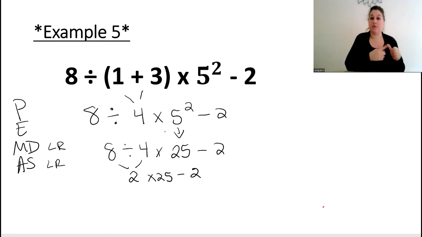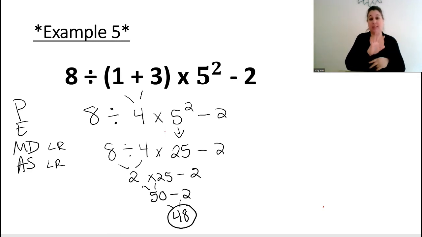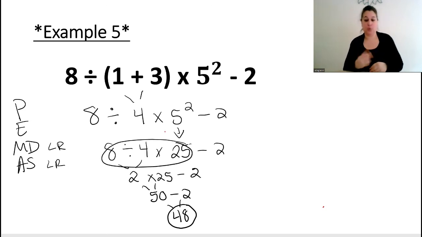Then I'm going to ask myself, do I see any more parentheses? No. Do we see any more exponents? No. Do we see any multiplication or division? Yes, multiplication. 2 times 25 is 50. Then minus 2. 50 minus 2 is 48. If you got that wrong, I'm thinking it has to do with the left to right part in this section. Maybe you did 4 times 25 and got 100. Just try keeping that in mind. Left to right, left to right.